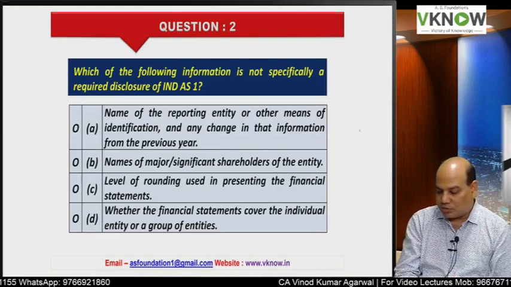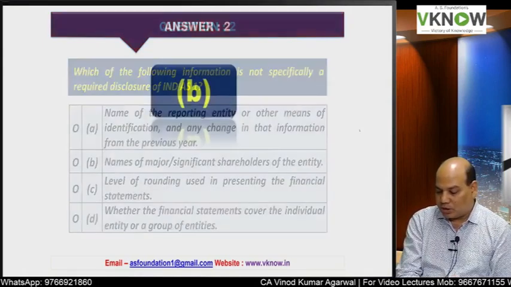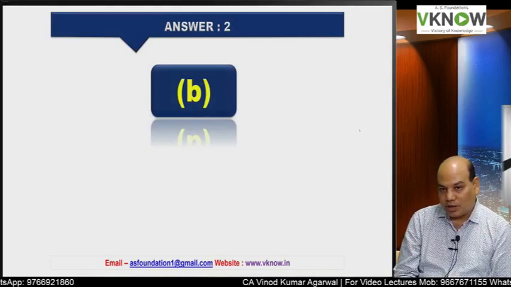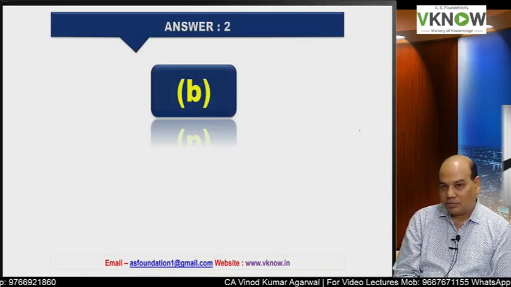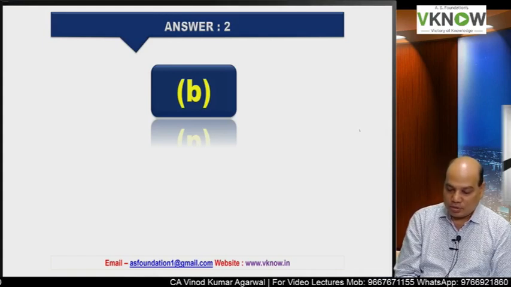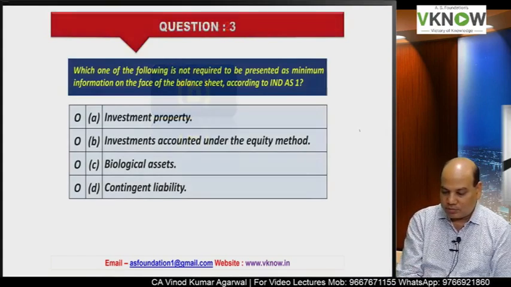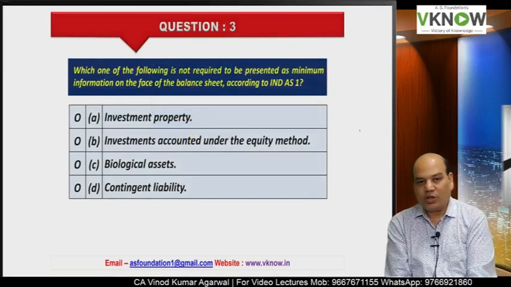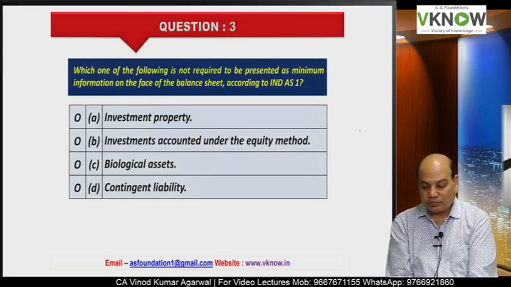Name of the major shareholder. If you disclose the name of major shareholder, your competitor will next day go and bargain with them. Is it right? So you can't give name of shareholder also. You can give some general information, but not the name of major shareholder.